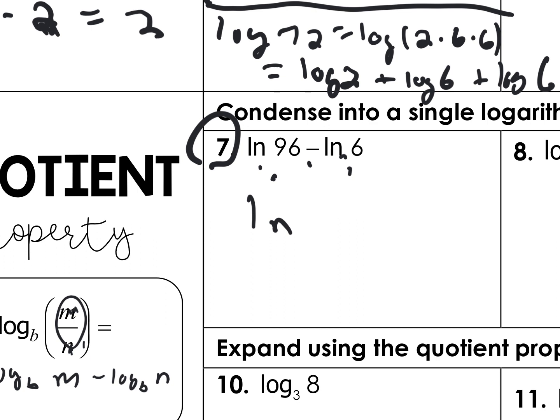So 1 log. Do I add them or do I subtract them? Or do I divide them? Divide them. Yeah, I'm already subtracting. That means I got to divide. 96 divided by 6. Or is that, yeah, it is 6.